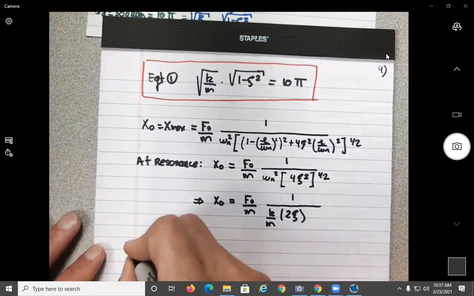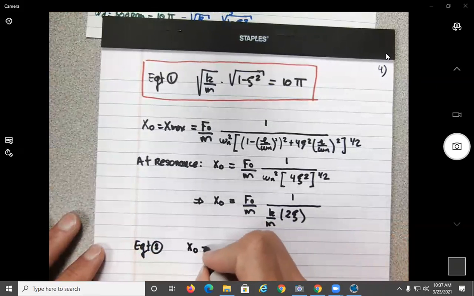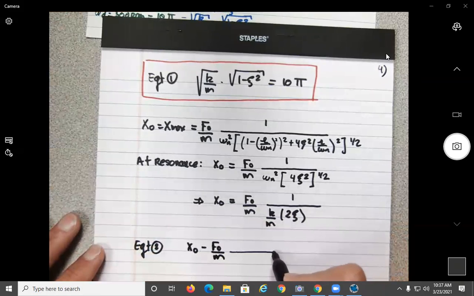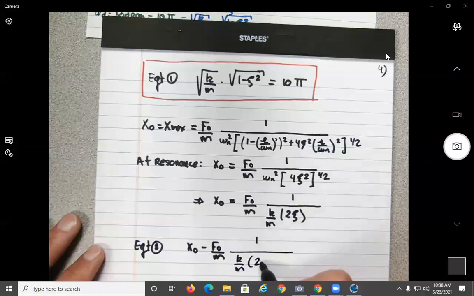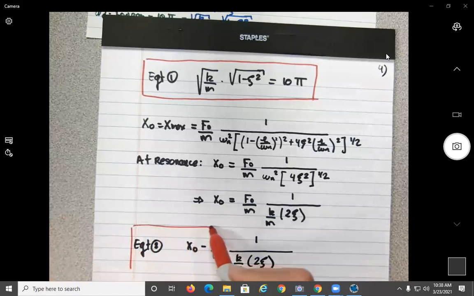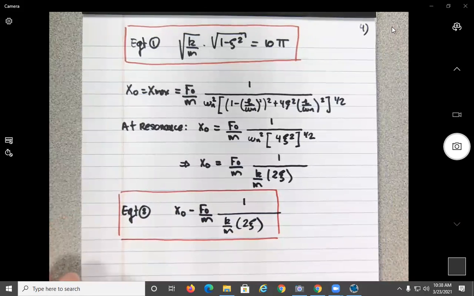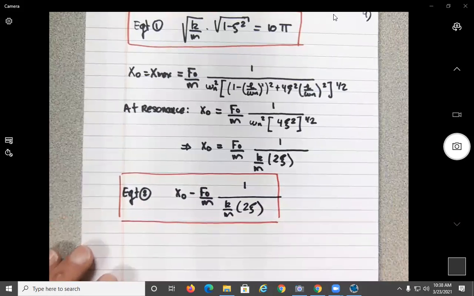Okay, so over here, let's say our equation 2 should be x sub naught minus f sub naught over m, 1 divided by k over m, 2 of this one. Okay, let's go to Maple and let's try to solve this problem.